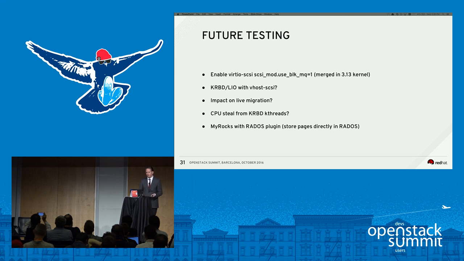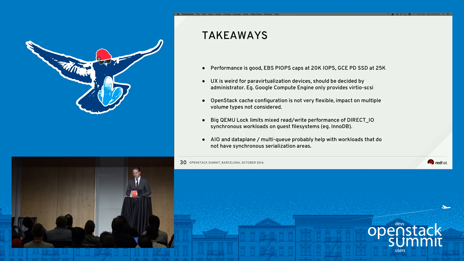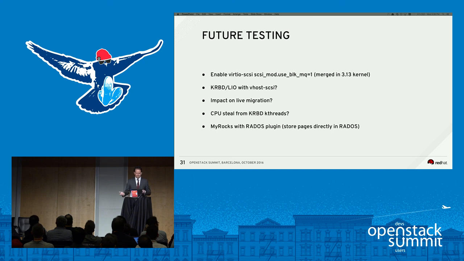Because we don't want to expose the storage network to the tenant networks, but to have that back in QEMU and maybe see if we're able to get the performance levels that we saw here on the metal and in the containers. And then if this does work, what are the impacts on live migration? Because the kernel is going to be consuming CPU with all these kernel threads, is that going to show up? Like if there's a lot of guest I/O processing, is that going to manifest as CPU steal for the guests?